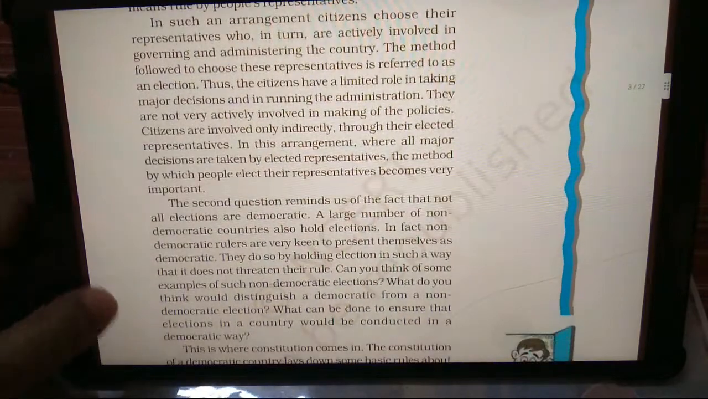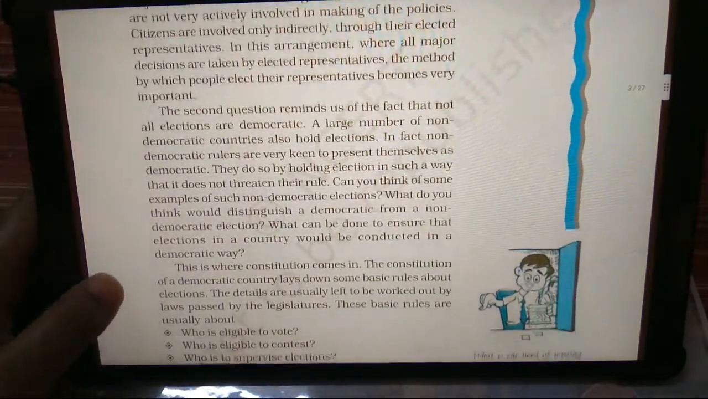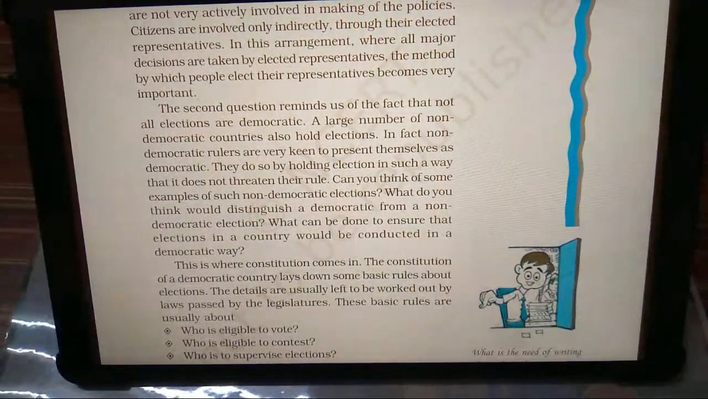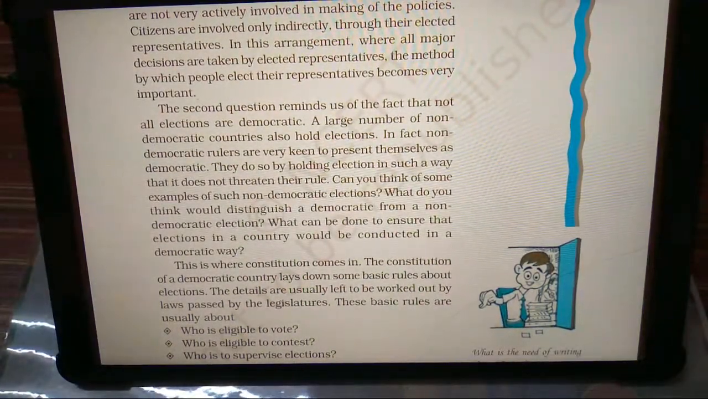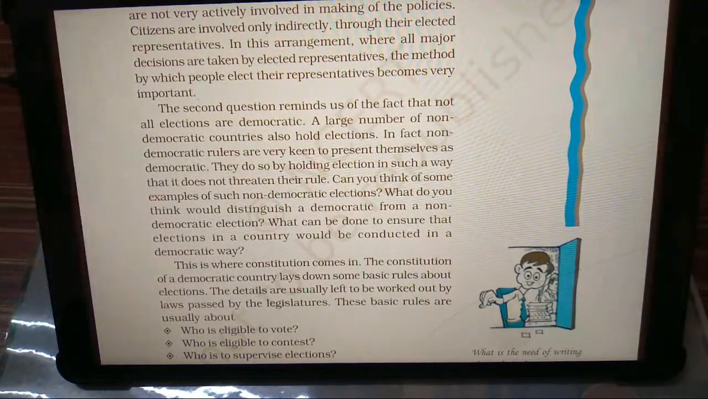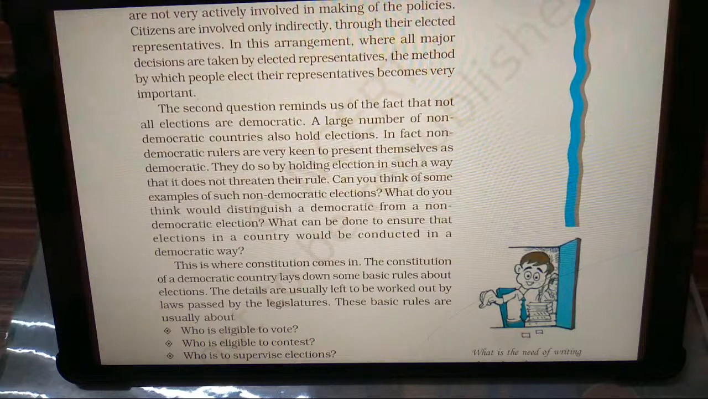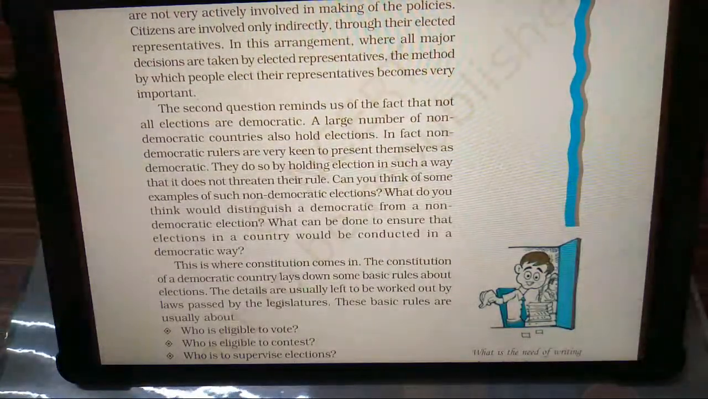The second question reminds us of the fact that not all elections are democratic. A large number of non-democratic countries also hold elections. In fact, non-democratic rulers are very keen to represent themselves as democratic. They do so by holding elections in such a way that it does not threaten their rule. Can you think of some examples of such non-democratic elections? What do you think would distinguish a democratic from a non-democratic election?